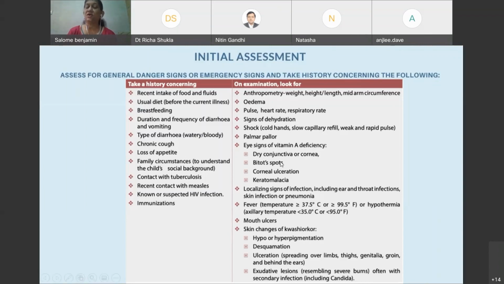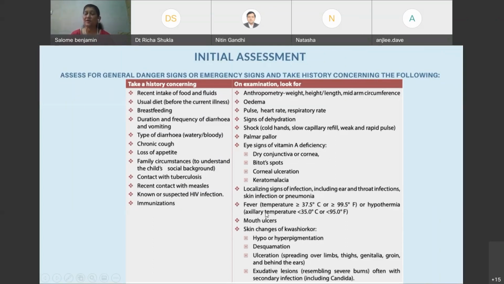evaluated. Then your eye, because vitamin A deficiency is very, very common in these children. We all know that there are type 1 and type 2 nutrient deficiencies. So, type 2 nutrient deficiency is SAM. The different nutrients are not in the scope of this particular talk, so I have not included them, but it is already there. You can refer to it and then take it into consideration. So, vitamin A deficiency, you must look for it. Then localized signs of infection should be looked for.